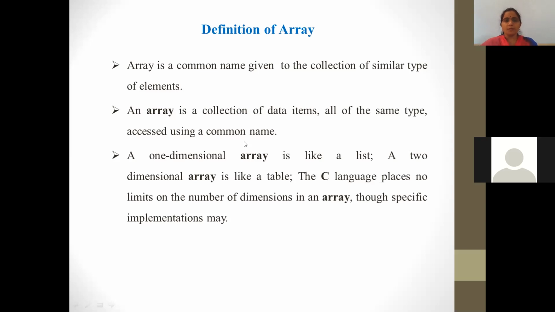Suppose you want to do processing on 10 different values or 10 different numbers, then you have to use the concept of array. That's why the array is the common name. With this array, you can save multiple values of the same data type under one name. A one-dimensional array is like a list, a two-dimensional array is like a table, and C language places no limits on the number of dimensions in an array, though specific implementations may.